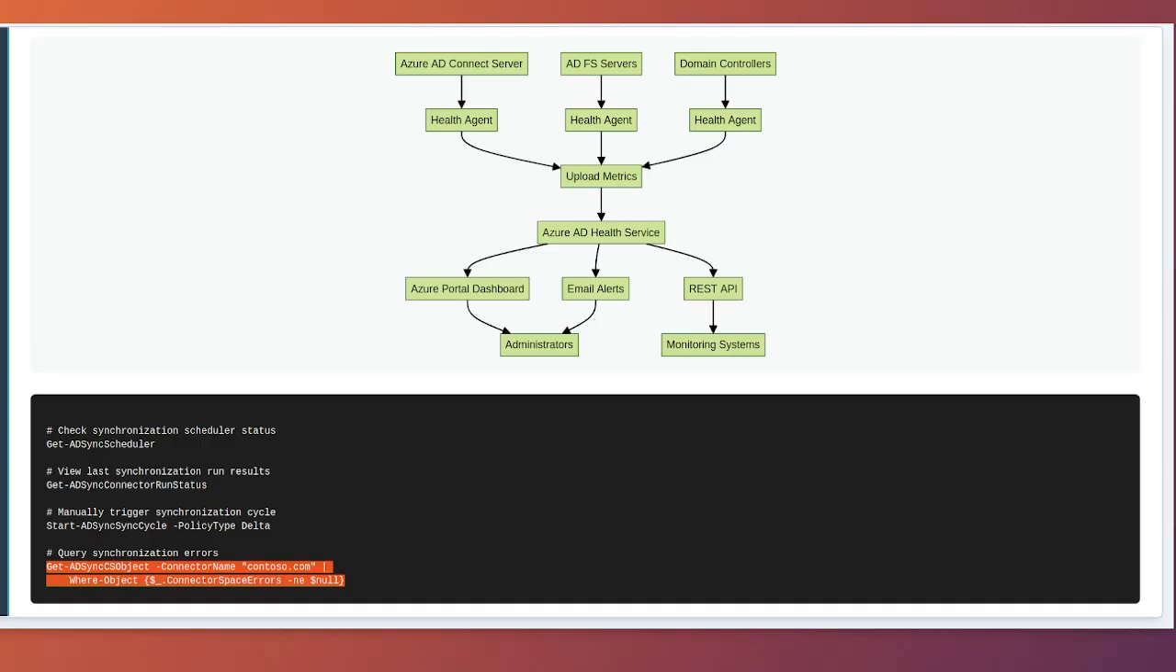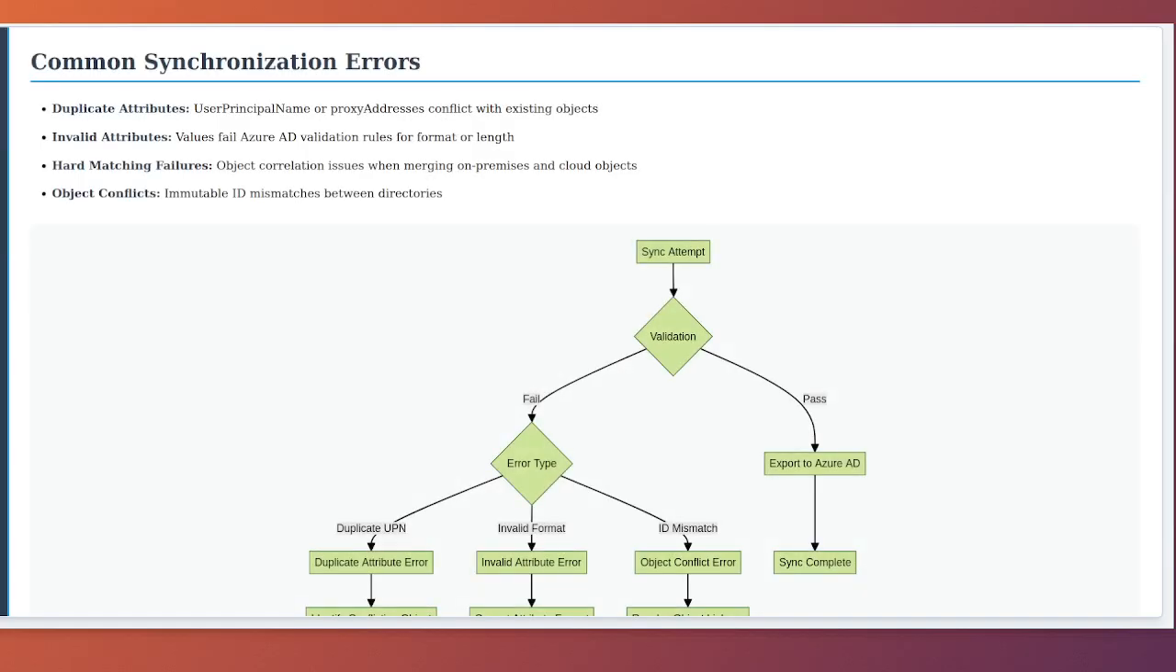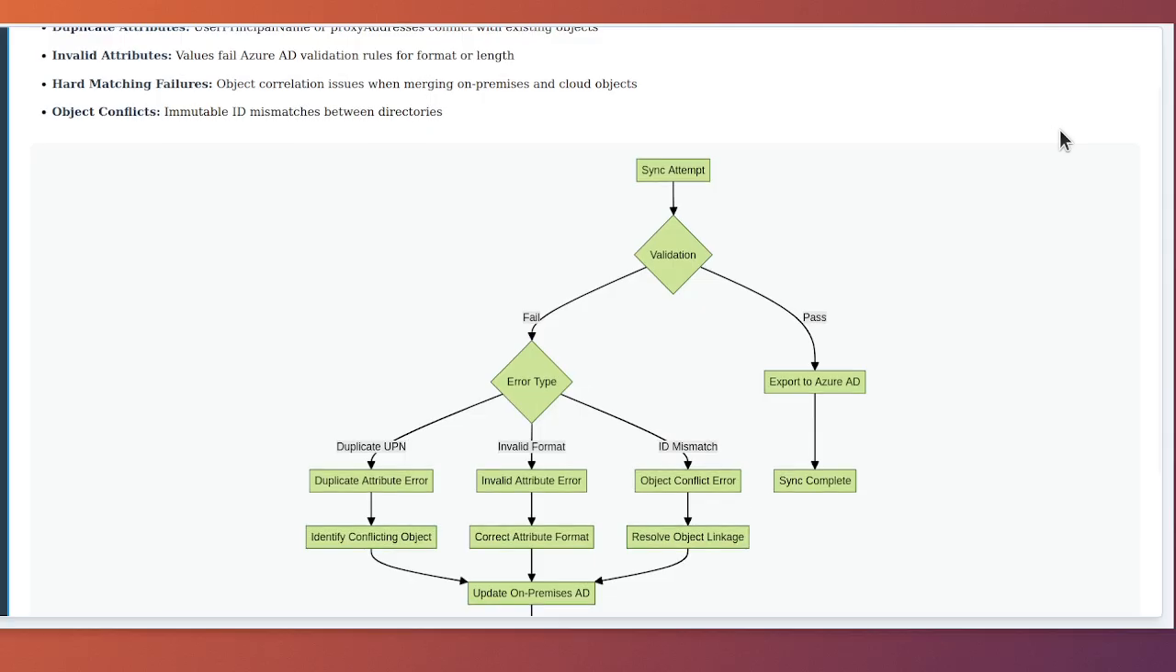Troubleshooting synchronization errors. Synchronization errors are among the most common issues encountered with Azure AD Connect. These errors occur when the synchronization engine cannot successfully create, update, or delete an object in Azure Active Directory due to conflicts, validation failures, or other constraints. Understanding the types of synchronization errors, their causes, and resolution approaches is crucial for maintaining healthy hybrid identity operations.